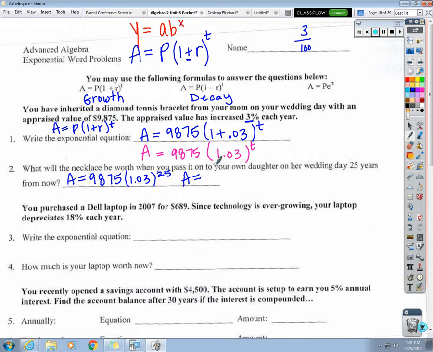Okay, what did y'all get? No, it went up. Wow. It was only that value when you received it. 25 years later, it would be appraised at this value.